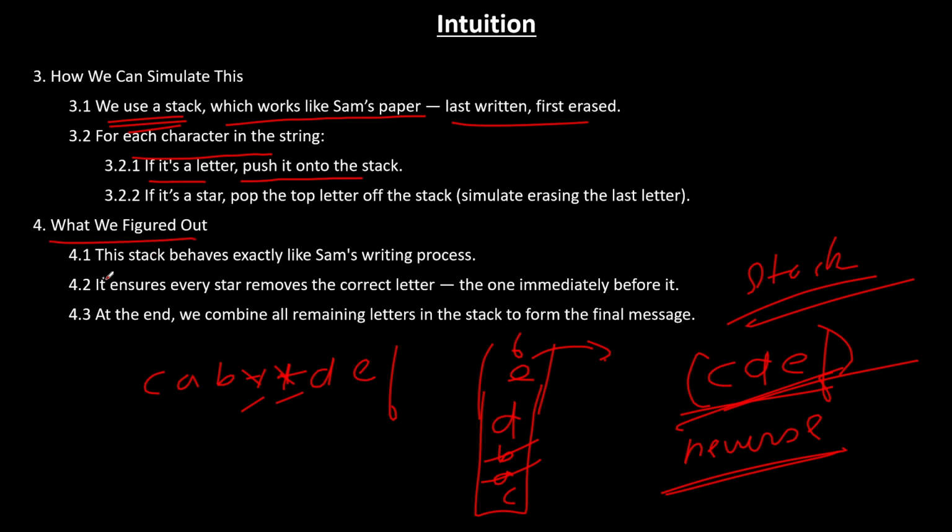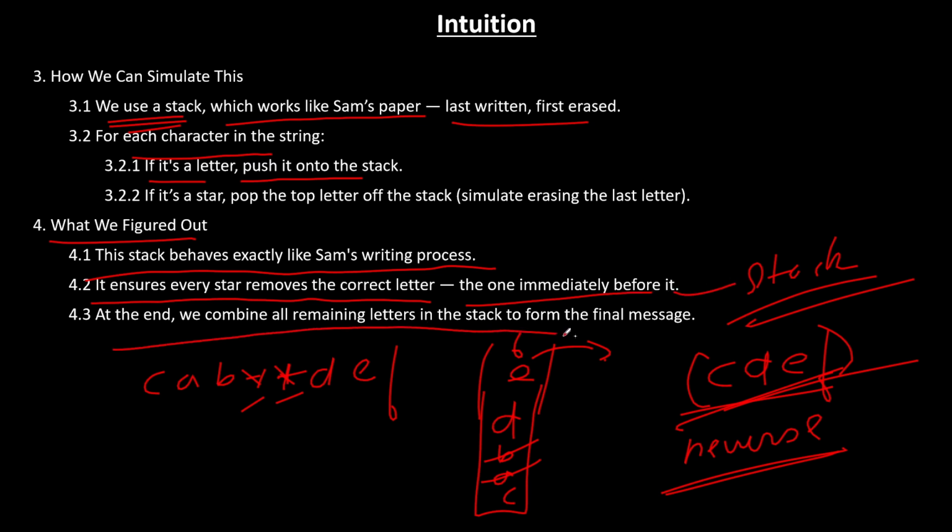So what we figure out from here is that the stack behaves like Sam's writing process, and it ensures every star removes the correct letter, the one immediately before it, and at the end we combine all the remaining letters in the stack to form the final message. Right? I hope you understood the intuition, how we built it up, and why we are using a stack here, and how it is a stack implementation question. So now let's move to the next slide.